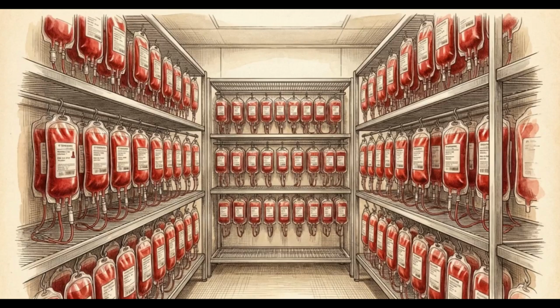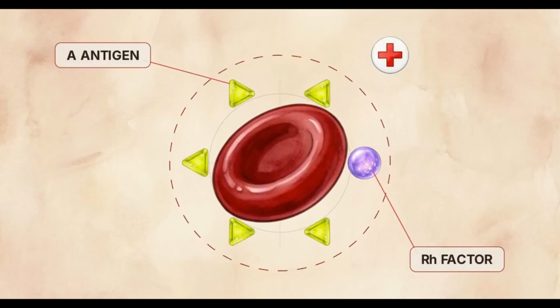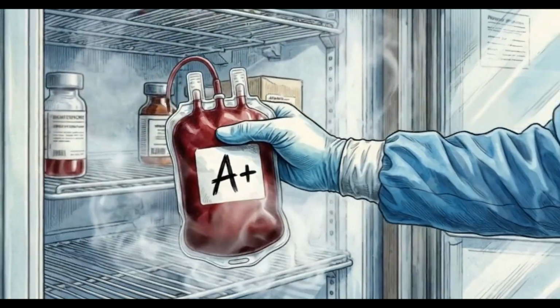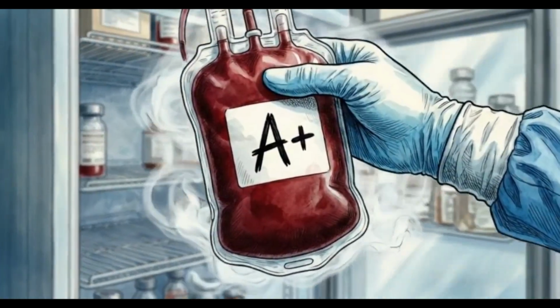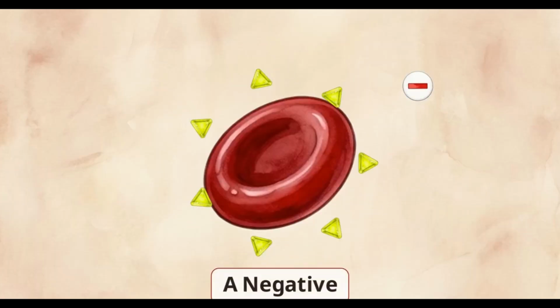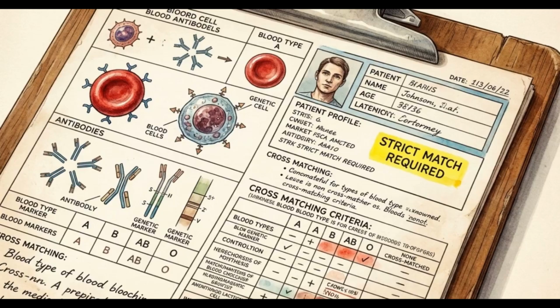To manage everyday surgeries and routine care, the medical supply chain relies heavily on the most common antigen combinations. A positive has the A antigen and the Rh factor. It is widely available, and hospitals use it constantly because these patients can safely receive both A and O blood types. Remove the Rh factor completely, and you get A negative. It is far less common, and its compatibility rules are much tighter. An A negative patient can only receive A negative or O negative blood.